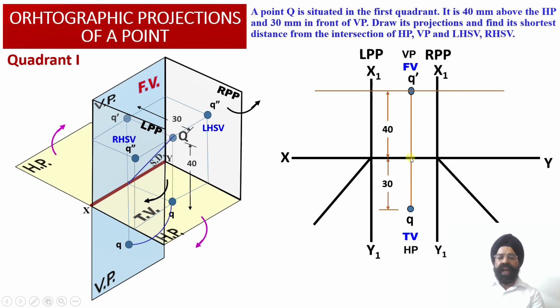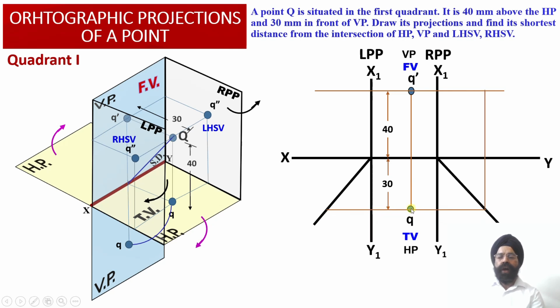Now we have to transfer this vertical distance of 30 millimeter below the XY reference line into 30 millimeter from the vertical plane into the left hand side view profile plane, and the same distance of 30 millimeter from the vertical plane into the right hand profile plane we need to obtain. So how can that be done?